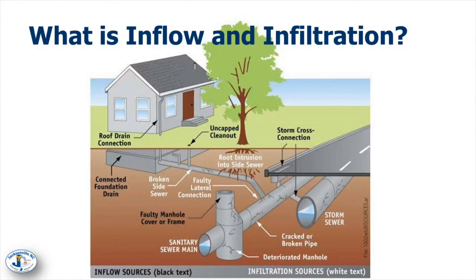If we were smoke testing this, things that would be obvious are smoke coming out here. See this roof drain that they're saying is connected in? You would have smoke coming out here. Of course, this is the vent stack, so we would expect smoke to come out there. And the uncapped clean out. And of course, with the root intrusion, like Andrew said, it's hard for the smoke to push out against the water that's coming in. But it is possible that you do see some seeping out through the yard. But those would be the obvious ones.